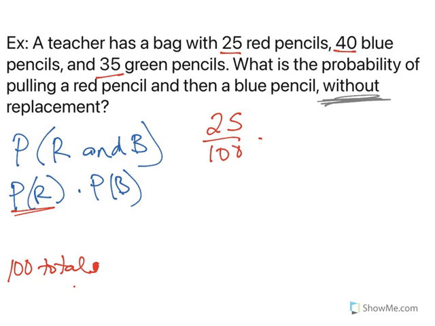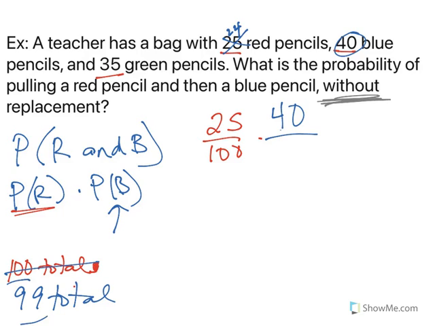Now, think about this. You've got this bag. You pull out a red pencil. So now we are down to 24 red pencils, right? Because we're assuming this happens. Now we're down to 24 red pencils, and we're down to 99 total because 1 has been taken out, and it was red. So now, what is the probability, the second part, of getting a blue pencil? Well, I still have 40 blue pencils in the bag.